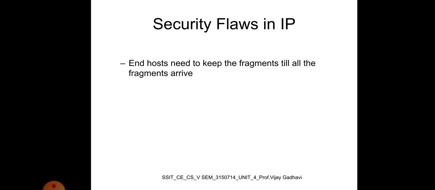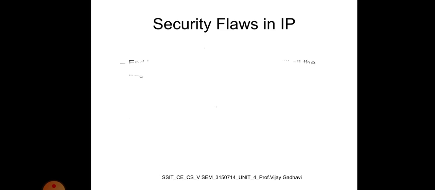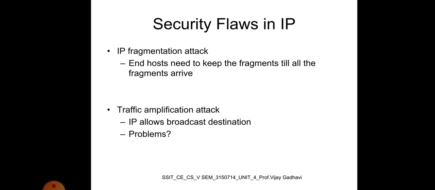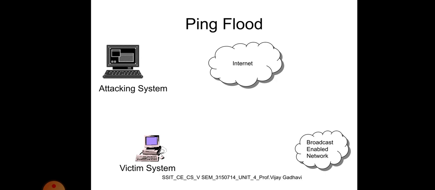Here, hosts need to keep the fragments till all the fragments arrive. Then IP allows broadcast destinations. If you find your system suffering from some problem: IP fragmentation attack, where the host needs to keep the fragments till all the fragments arrive, and traffic amplification attack, where IP allows broadcast destinations, and the respective problems.